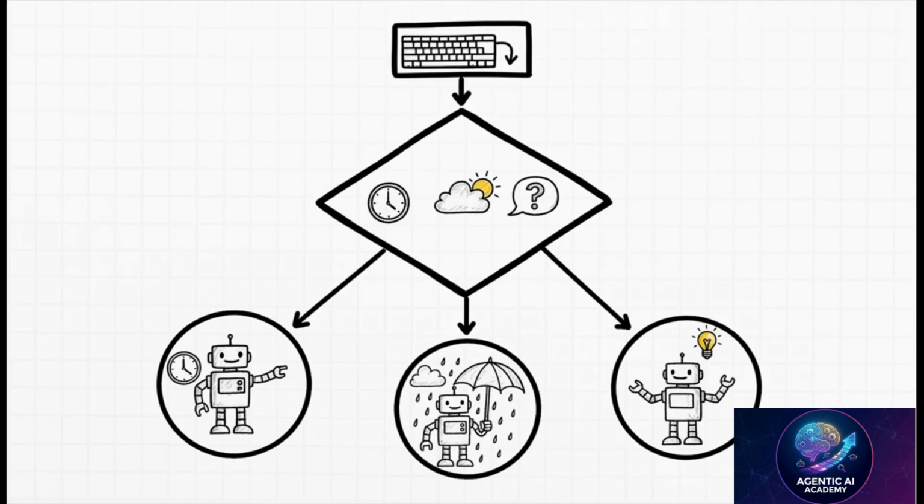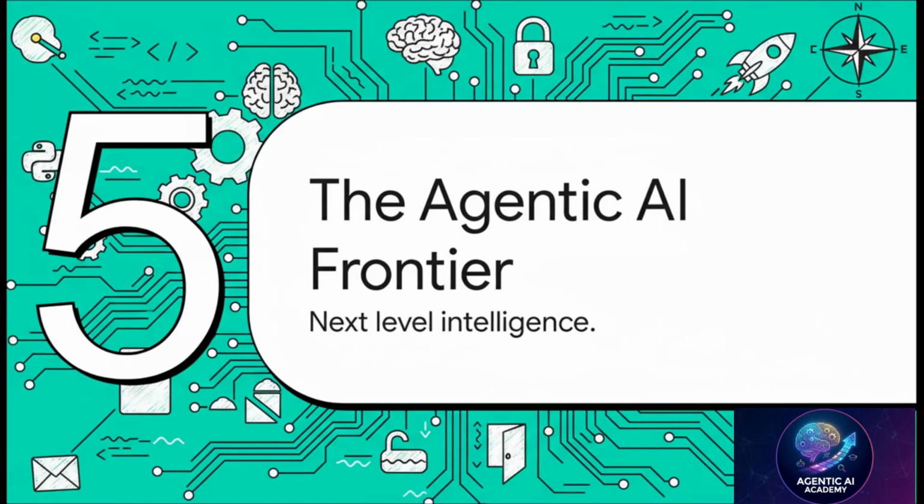And here's how it all comes together in the code. We take user input, and then we just use that if-elif-else logic to check what they typed. Did they say time? Okay, do this. Did they say weather? Do that instead. See? All those concepts we've learned, they just click together into one simple working program. So we've built our basic assistant. But that's just the beginning. The foundation we've just laid unlocks the door to the real frontier of agentic AI. Let's take a quick peek at what's on the other side.